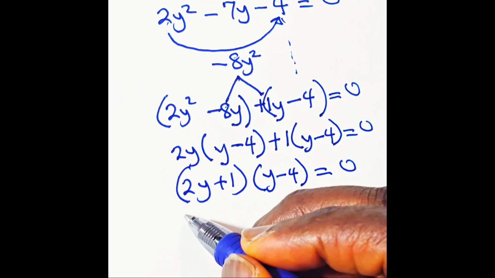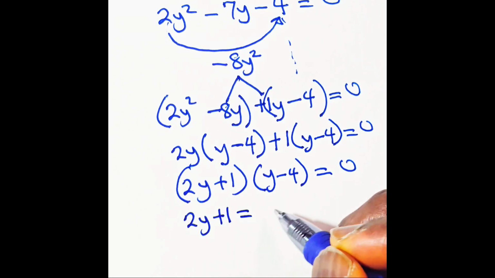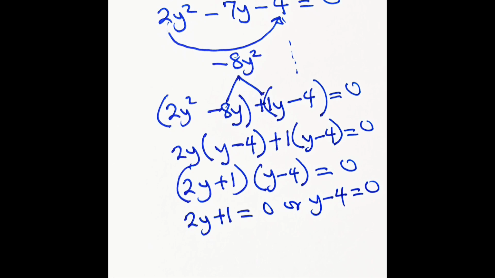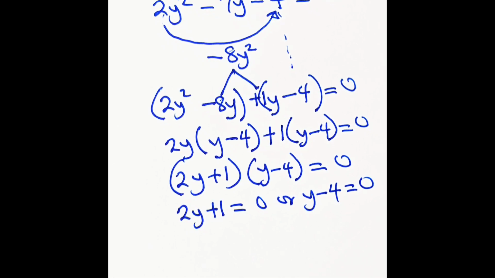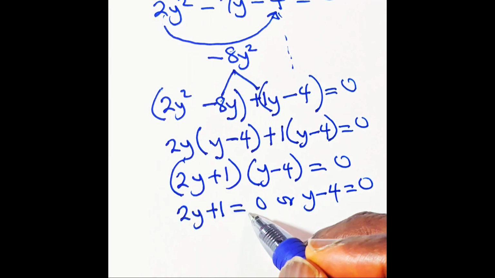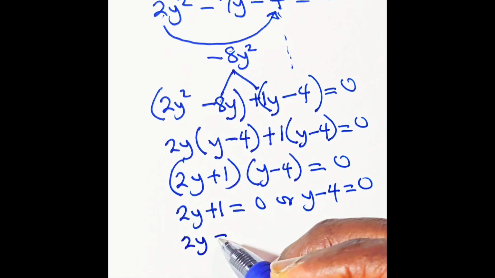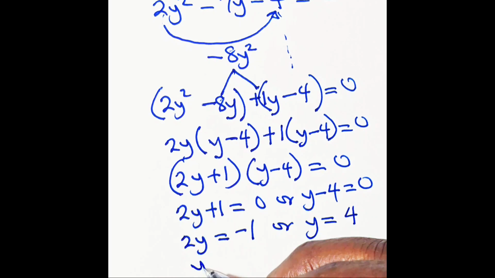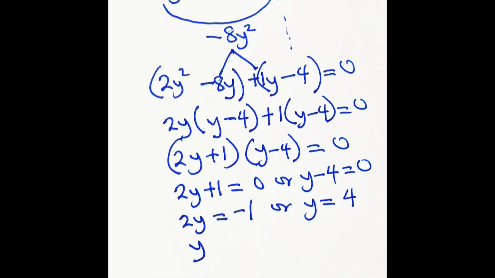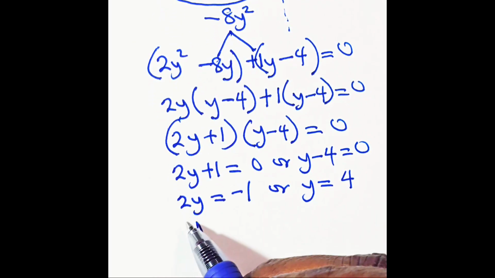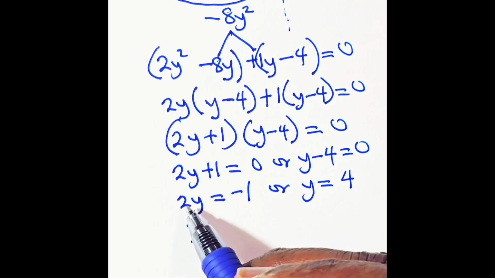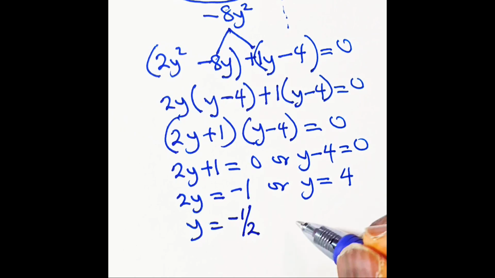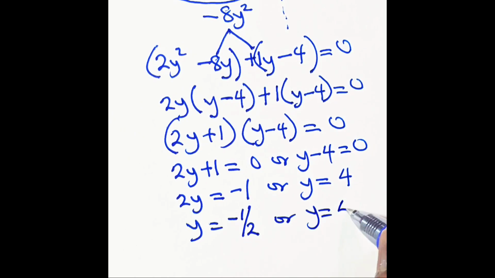So the interpretation of this one is 2y plus 1 equal to 0, or y minus 4 equal to 0. So we take 1 to the other side, we have 2y equal minus 1, or y equal 4. We only need one y, not 2y. Therefore, we have to divide both sides by 2. 2y divided by 2 will give me y, which now equals minus 1 over 2, or y equal 4.